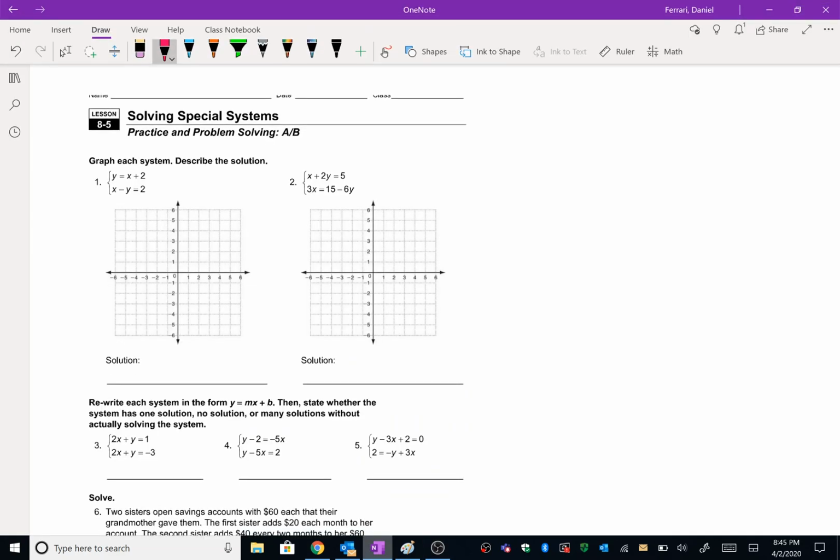All right, boys and girls, we have one more in the lesson 8 or chapter 8 sections. This is 8-5, solving special systems. So we already kind of talked about a lot of what's in this worksheet. If you go back and look at my video talking about how many solutions, much of what we talked about there is going to have overlap here.